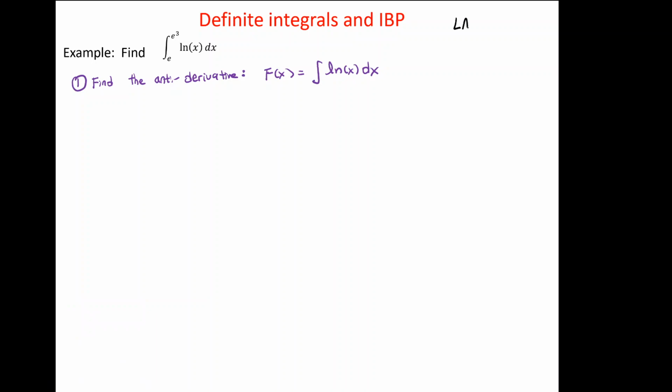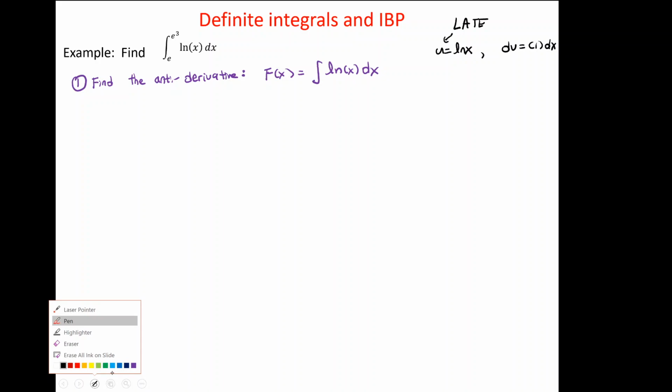So the LATE acronym, we have an L for sure, we have a log, so we let u equal ln of x. What's dv going to be equal to? Like, what's left? Nothing's left, just dx. You put a 1 in front of it if you want. There's always a 1 hiding there if you need it. So I'll add it, but not really needed.